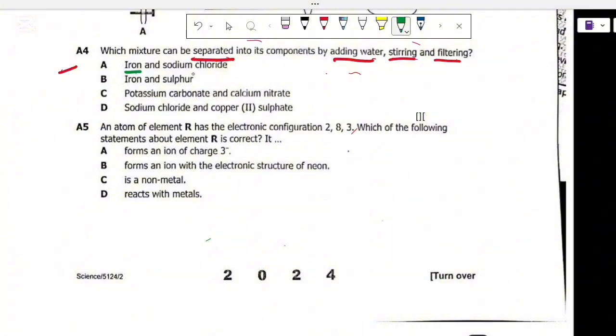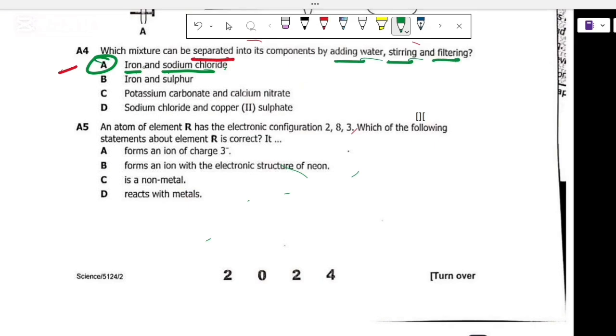What about sodium chloride? Well, sodium chloride in chemistry, this is the chemical term, but sodium chloride is actually table salt. The same salt we use is actually called sodium chloride. So is that able to dissolve or not? Of course. So obviously this seems to be the correct answer, because iron is not going to dissolve, sodium chloride is going to dissolve, and then when it dissolves after stirring, because remember that you're adding water and then you stir and then you filter. When you add water and stir, this sodium chloride is going to dissolve in water to form a solution.